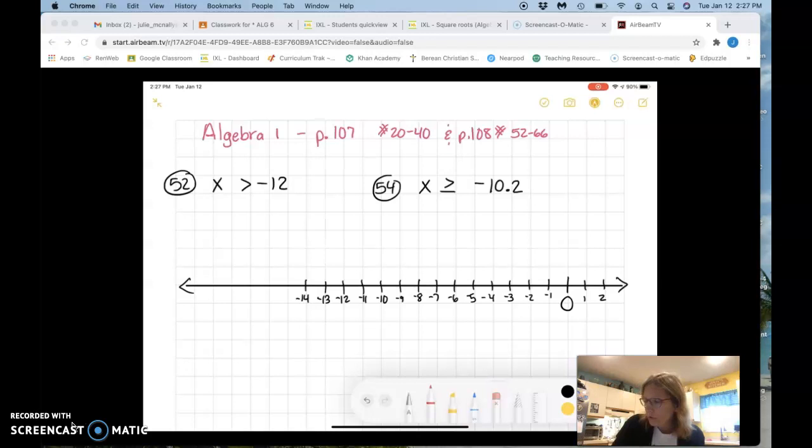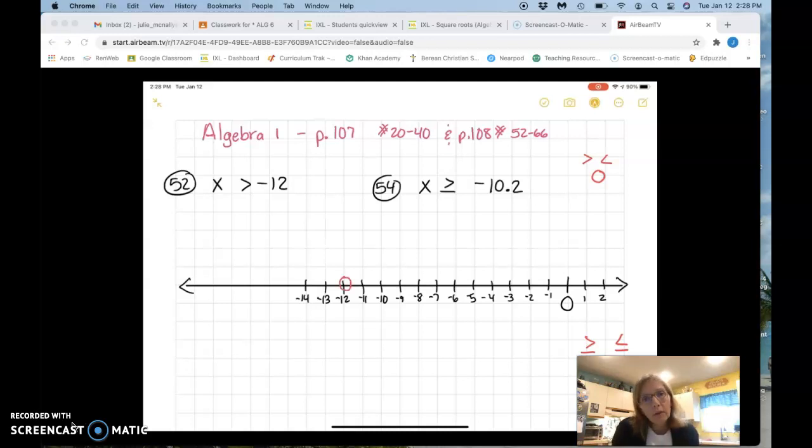when you have just greater than or less than, you're going to have an open circle on the number line. That means it does not include the number. But if you have greater than or equal to or less than or equal to, you're going to have a solid circle on the number line because that means it does include the number. So number 52 is greater than, so I'm going to have an open circle on -12.